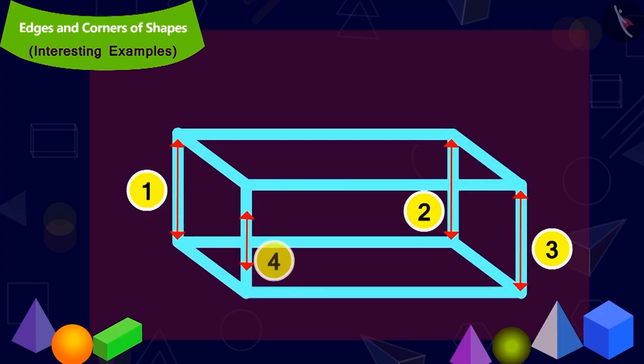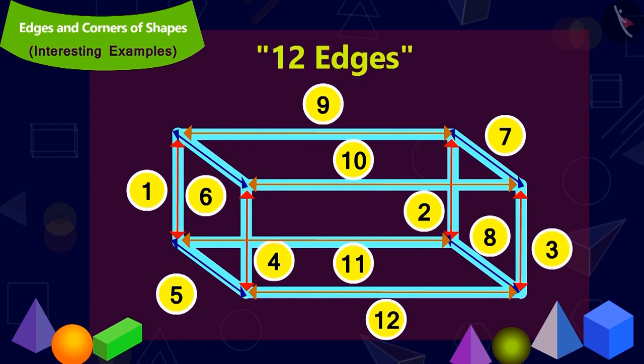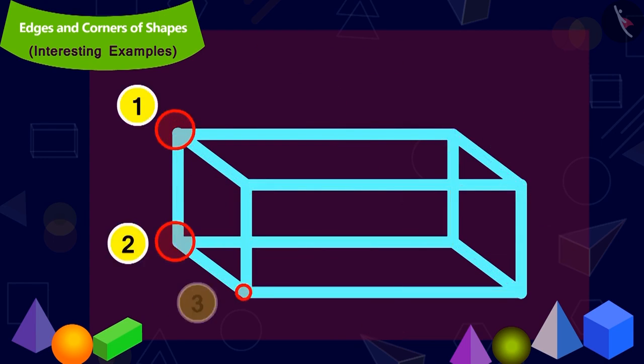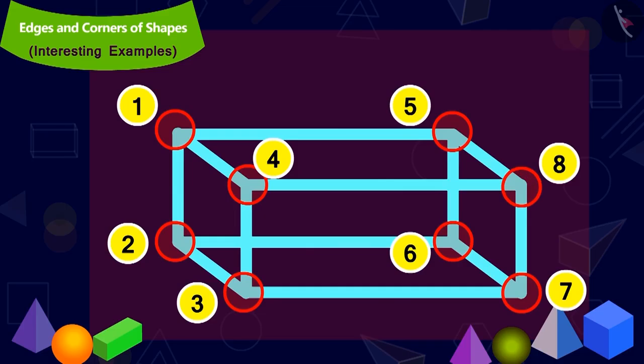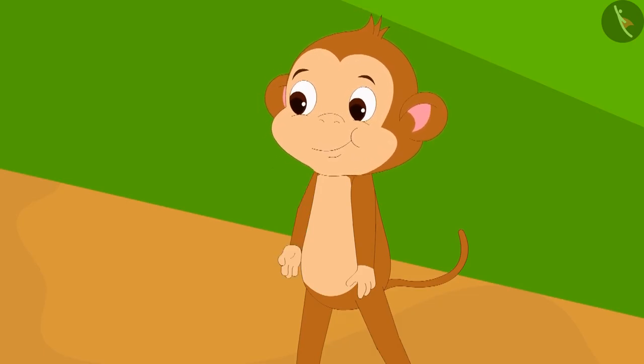Here are the edges. How many edges are there in total? 12. And how many corners? 8. Babban's answer is absolutely correct. He quickly ate the burfi.